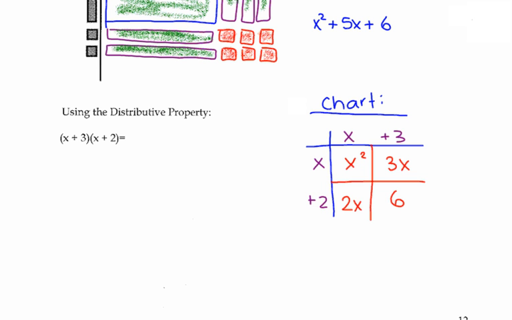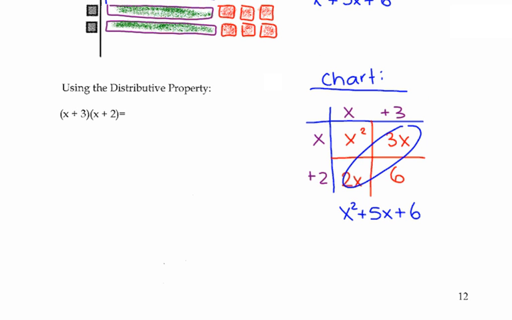Now we collect like terms. So the only like terms are here on the diagonal. So that gives us the x squared, 5x plus 6. Okay, that's using the chart. The last method is using distributive property.